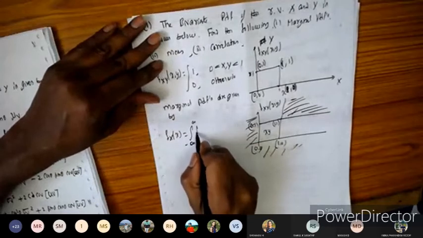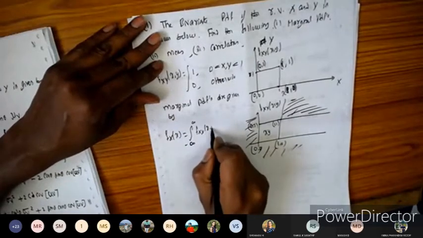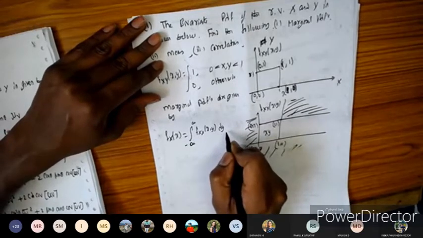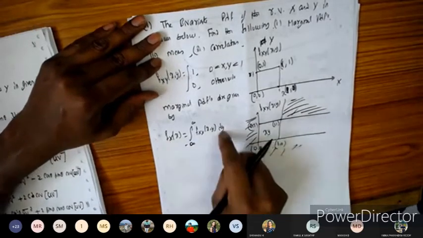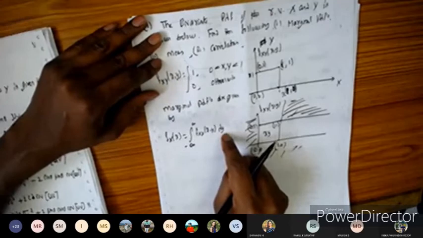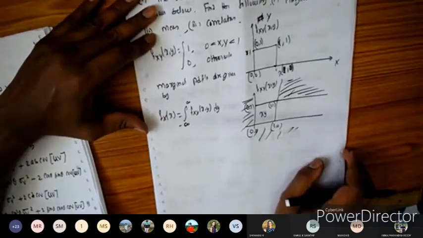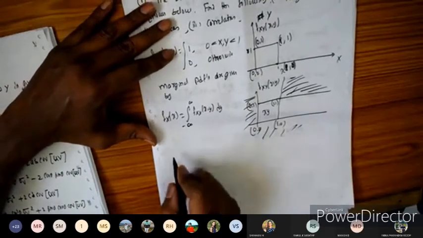Integral from minus infinity to plus infinity of fxy of x comma y, and you're going to integrate this with respect to the random variable dy here. So in order to get fx of x, we need to integrate with respect to the random variable y. In order to get fy of y, we need to integrate with respect to the random variable x. So let us substitute here.